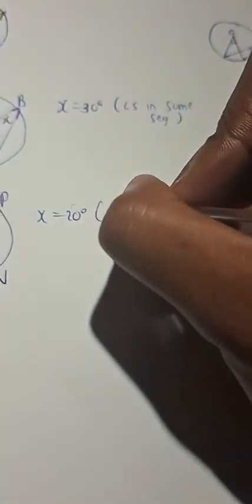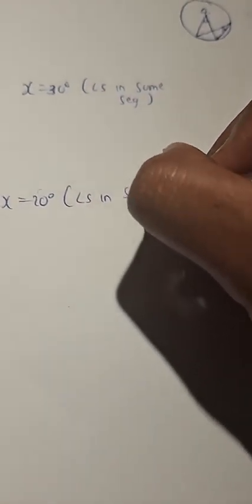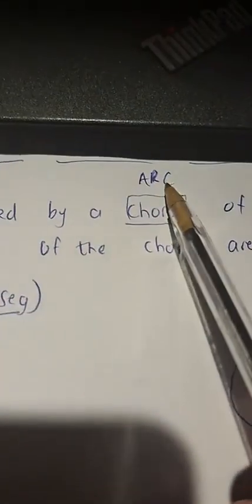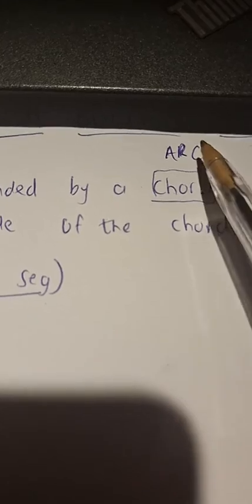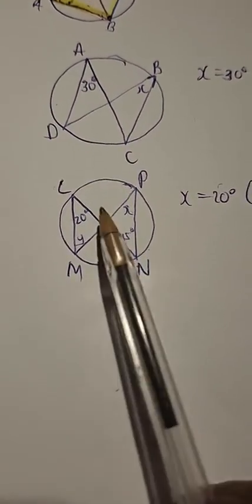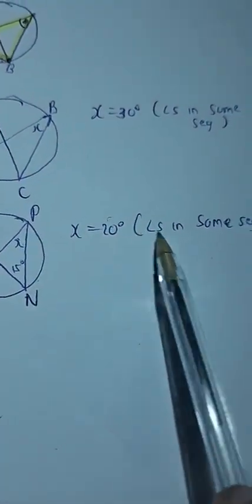The reason is angles in same seg. Because I mentioned that it can either be an arc or a chord. It's still, if that arc and that chord subtends an angle at the circumference, then guys, it is angles in the same segment. So x is equal to 20 degrees, angles in the same segment.